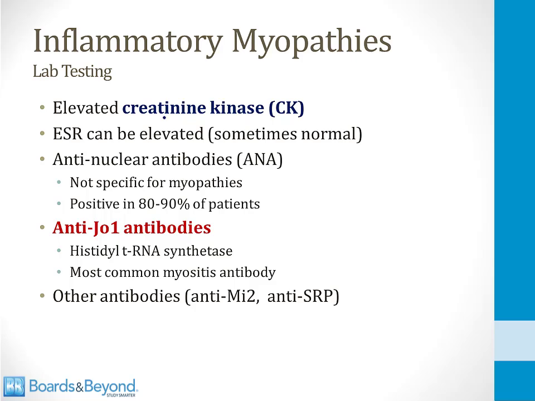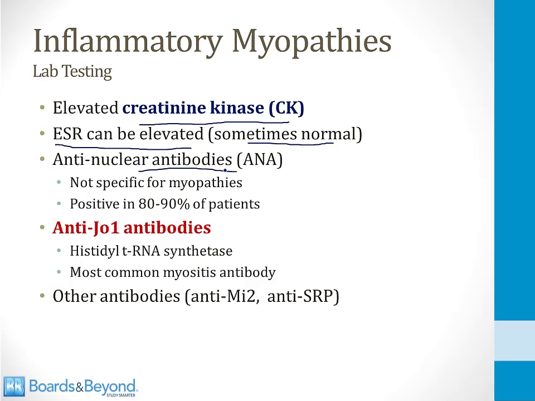There are also some common laboratory findings that you can see in both dermatomyositis and polymyositis. First of all, in both disorders, there is an elevated creatine kinase level. That's because there is ongoing inflammation of muscle tissue and muscle cells are spilling CK into the serum. The ESR can be elevated because these are inflammatory disorders, although this is not a reliable marker because sometimes it can be normal.